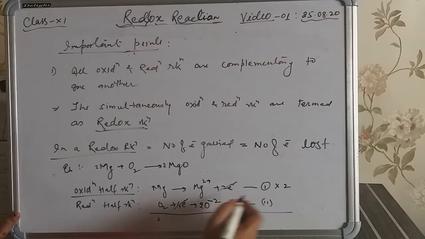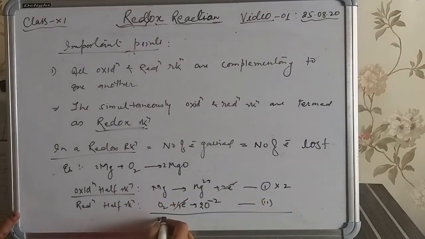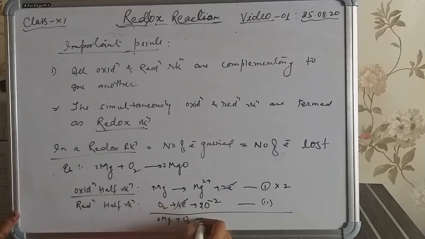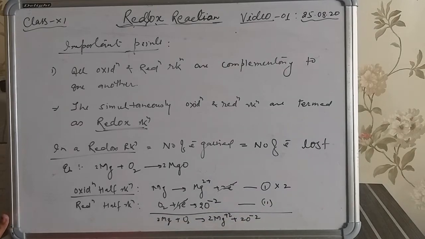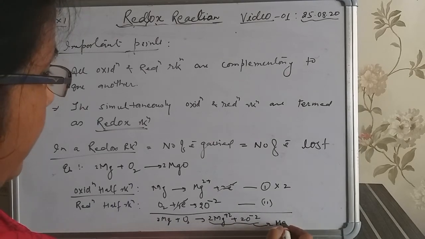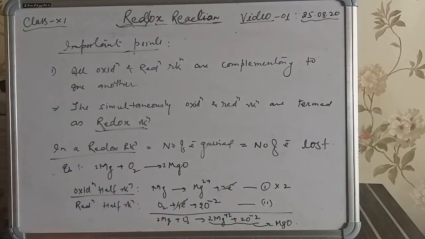So it becomes 2Mg plus O2. First we write the left side, O2, then 2Mg, and on the right 2 oxide ions. So this forms magnesium oxide, 2MgO.